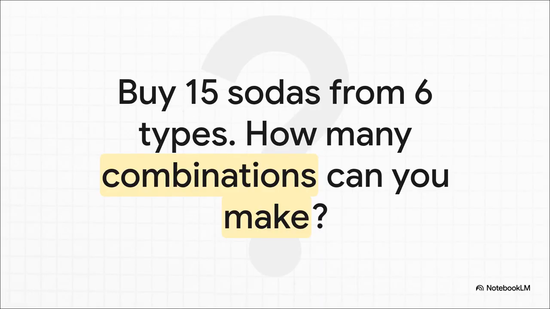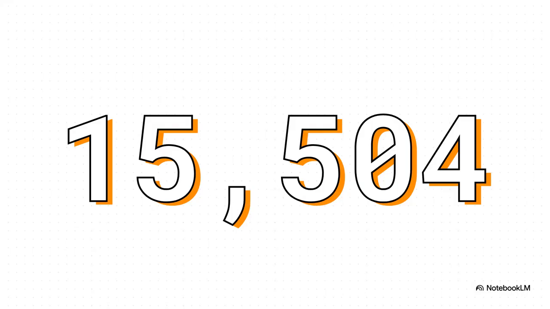So here is the challenge for you. You need to buy 15 sodas for your group, and the shop has 6 different kinds available. Now, you can get any mix you want, all 15 of one flavor, a wild mix of all 6, whatever. So, how many unique combinations do you think are actually possible? Just take a quick guess. The answer is a whopping 15,504.